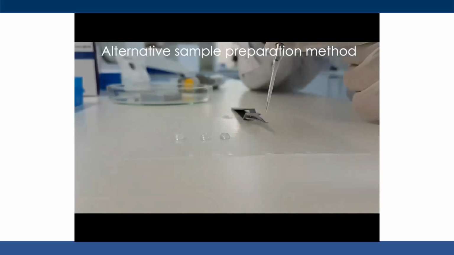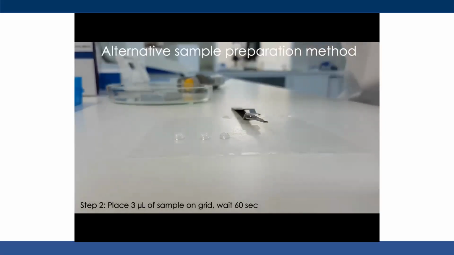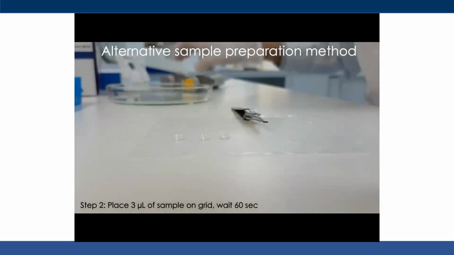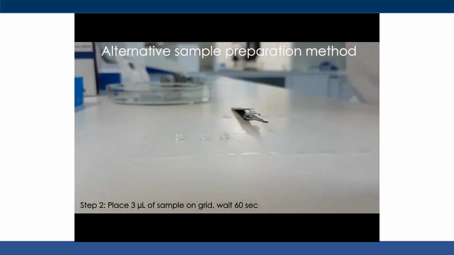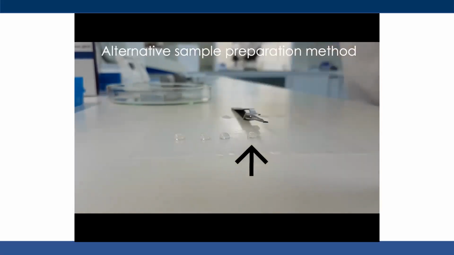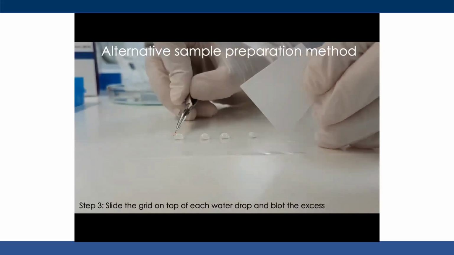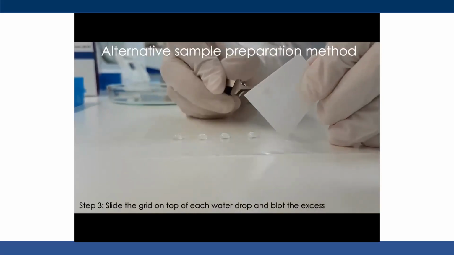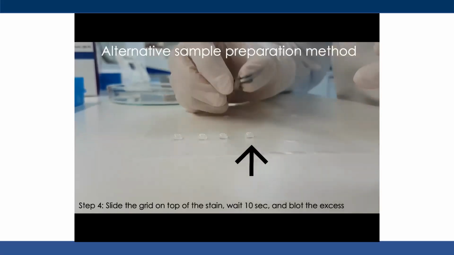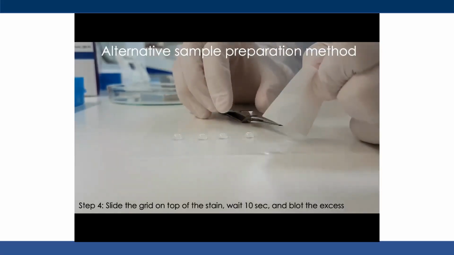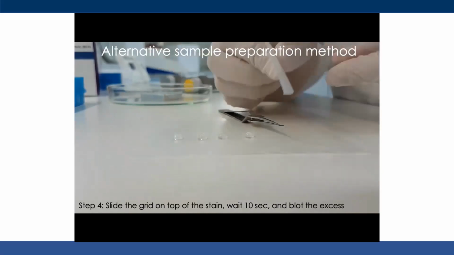There is an alternative method for the washing step. This alternative washing method can be used for VLPs or lentivirals to remove more debris. Place 3 drops of ultra-pure water on a parafilm. Also, place a drop of stain on the parafilm. Slide the grid on top of each water drop and blot off the excess liquid after each drop. Slide the grid on top of the stain, wait 10 seconds, and then blot off the excess liquid.